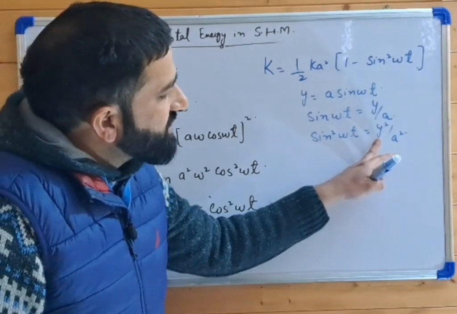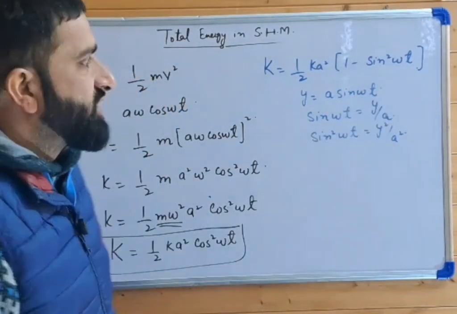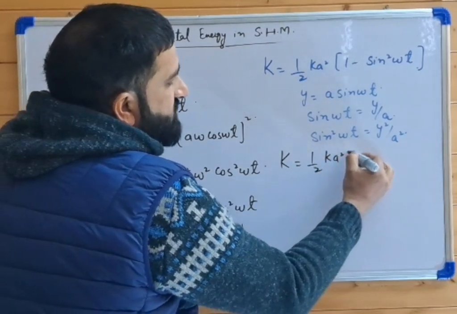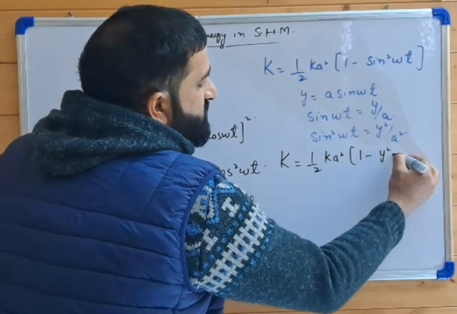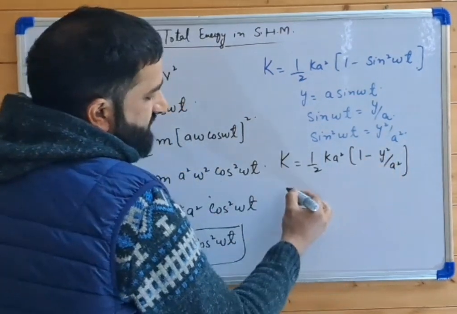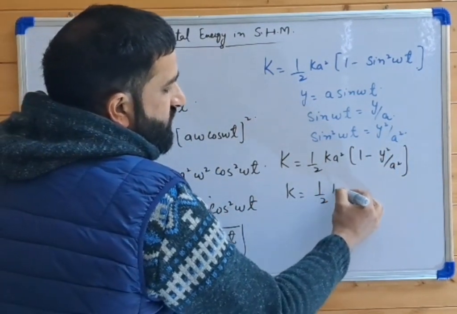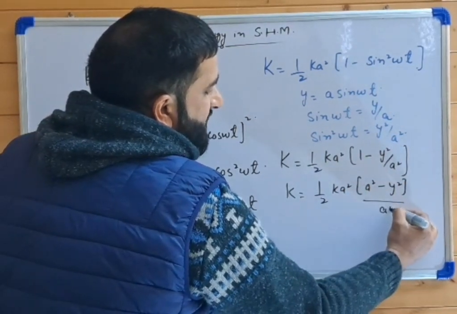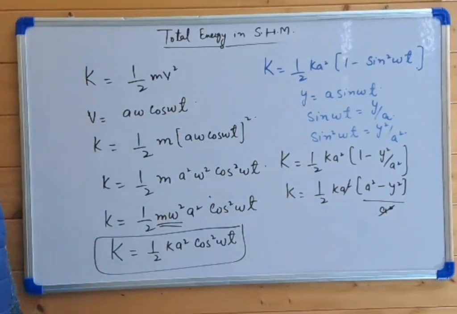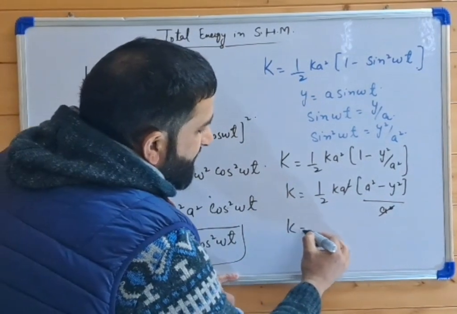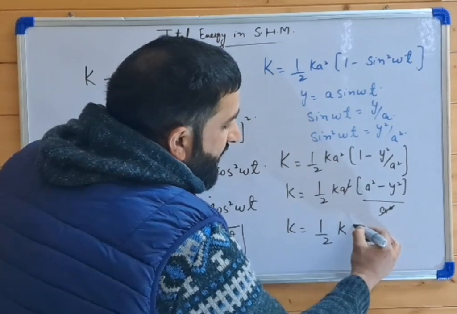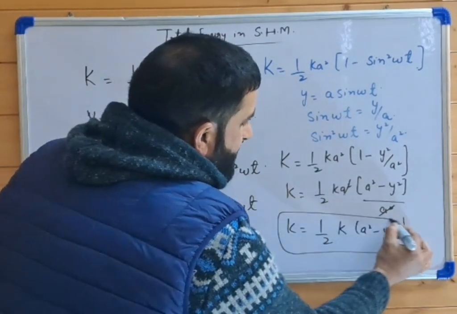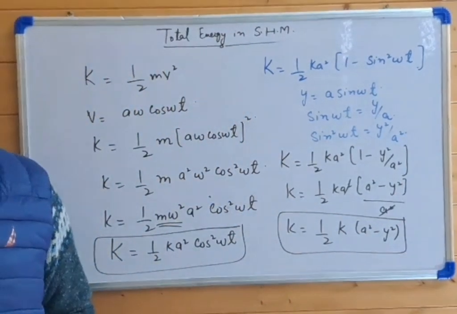Putting this relation y square by A square in place of sin square omega t, we get kinetic energy is equal to 1 by 2 k A square into 1 minus y square by A square. Cross multiplying it, kinetic energy is equal to 1 by 2 k A square into A square minus y square divided by A square, and A square is gone. Now kinetic energy will be equal to 1 by 2 k into A square minus y square. This is the relation for the kinetic energy.